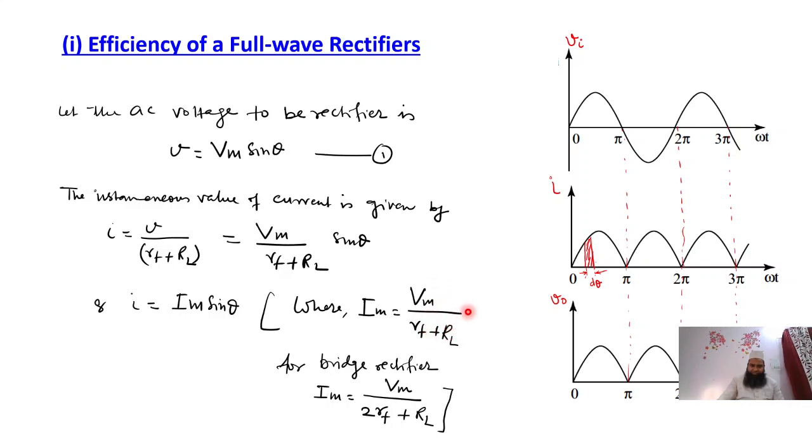This is for the case of the center tap rectifier, where in one cycle one diode will be conducting. For the bridge rectifier, in one cycle two diodes will be conducting. Then we take the resistance as 2 into Rf.